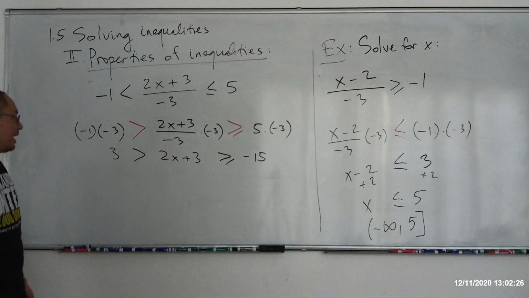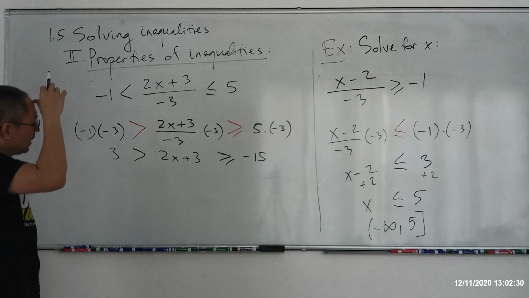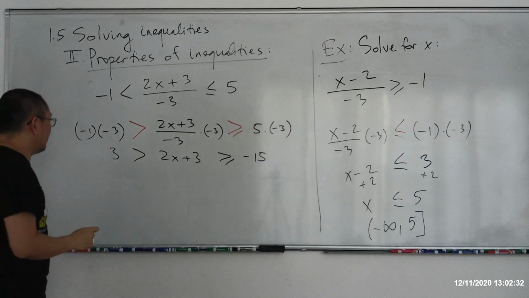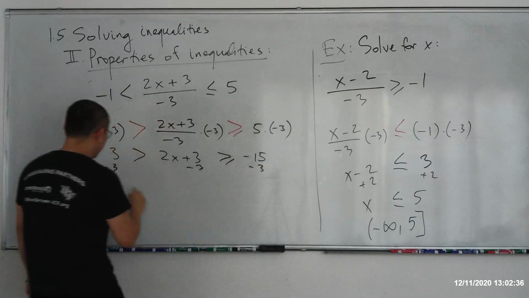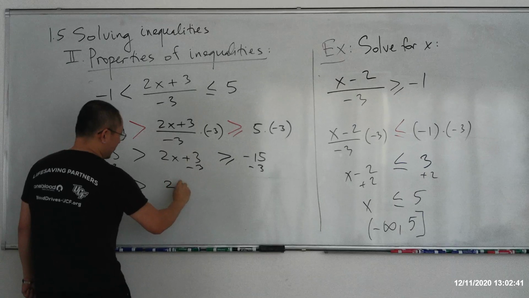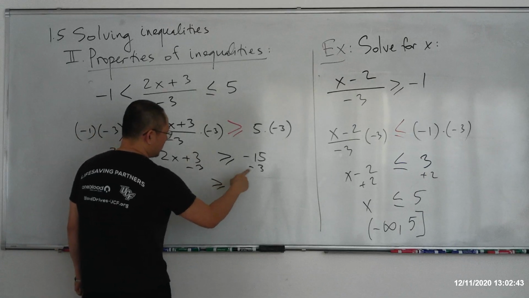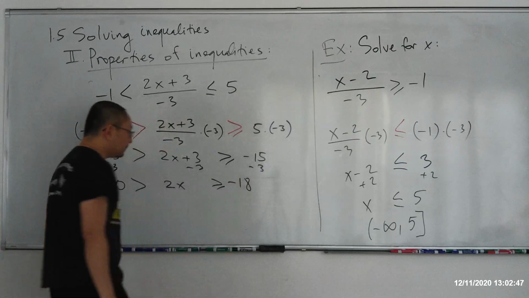Another way of saying add negative 3 is subtract the 3. Alright? And with this problem of adding or subtracting a number, the inequality stays the same. So let's subtract the 3, subtract the 3, subtract the 3. I got 0. Right? 3 minus 3 is 0. Greater than 2x. And then greater than or equal to negative 15 minus 3 is negative 18.